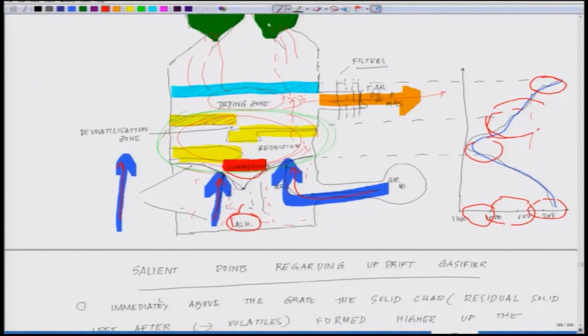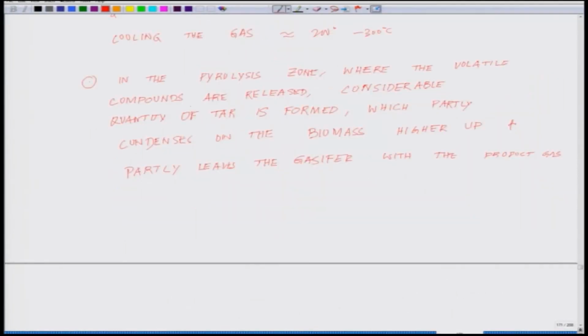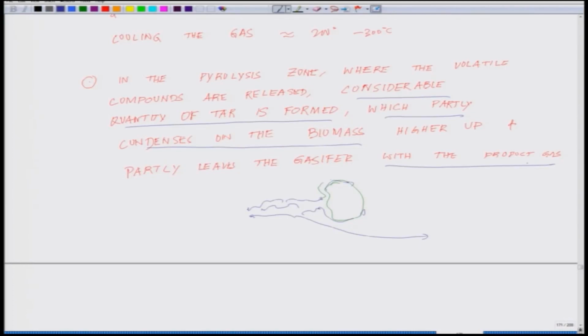So, there is a kind of partial mixing which is happening, which was basically to highlight the fact that in the pyrolysis zone, where the volatile compounds are released, a considerable quantity of tar is formed, which partly condenses on the biomass. So, you have this tar coming, okay. If this is the tar material, and here you have the biomass material, it condenses on top of it like this, okay, and part of it of course leaves along with the product gas. This is another important aspect about it.